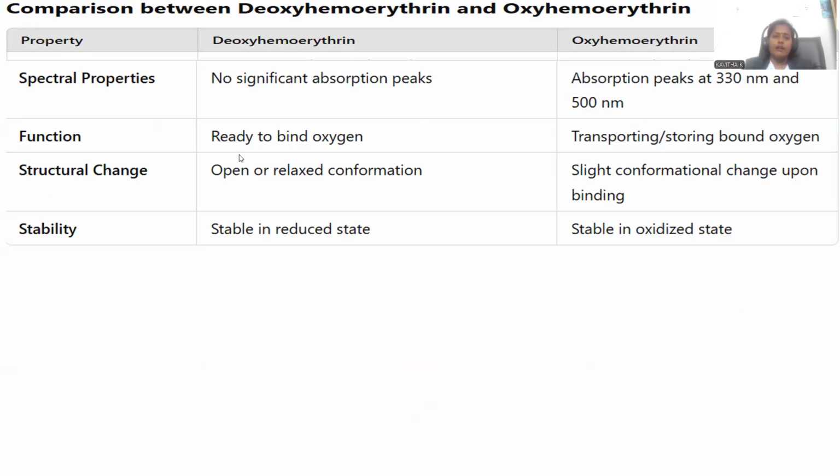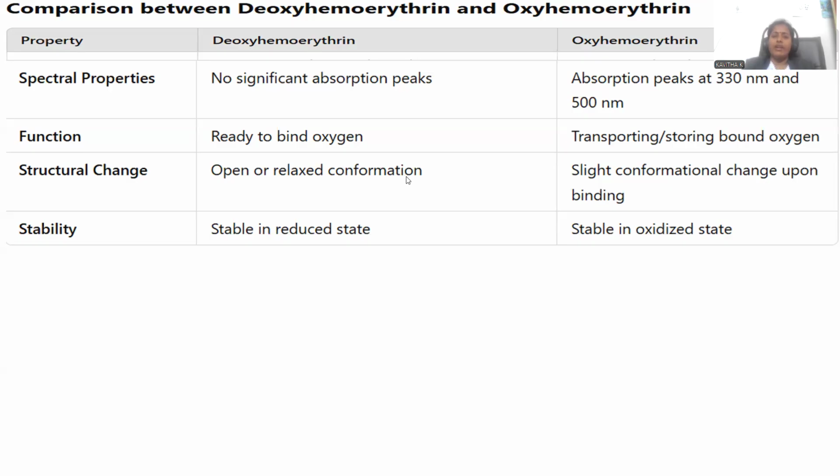As for the functions of hemerythrin, deoxyhemerythrin is ready to bind with oxygen. Its oxygen binding affinity is larger, so it tends to bind with oxygen. Whereas oxyhemerythrin is ready for transportation. It is able to transport the oxygen and, moreover, able to store the oxygen as well.